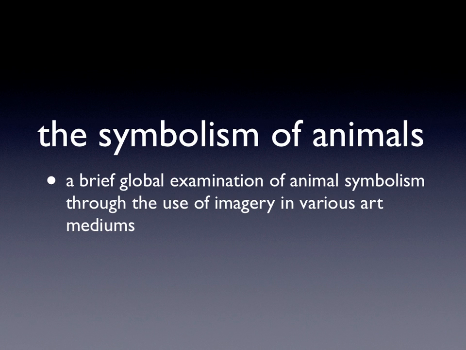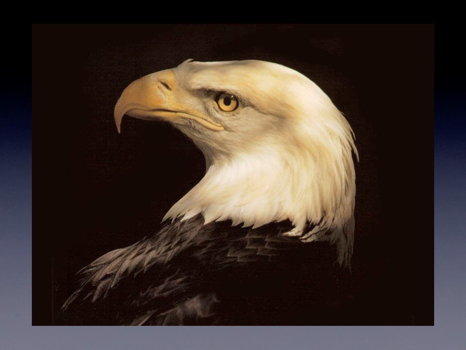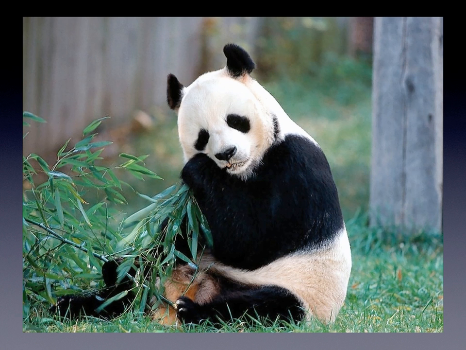Today's presentation will cover the symbolism of animals, a brief global examination of animal symbolism through the use of imagery in various art mediums. I thought we'd start off with a few creatures that we actually have a little bit of exposure to. In our Western culture, many of us view the eagle as a symbol of freedom and liberty. In the East, the panda is a symbol of peace and good fortune, and we may look at it as curious, kind, playful, and sensitive.